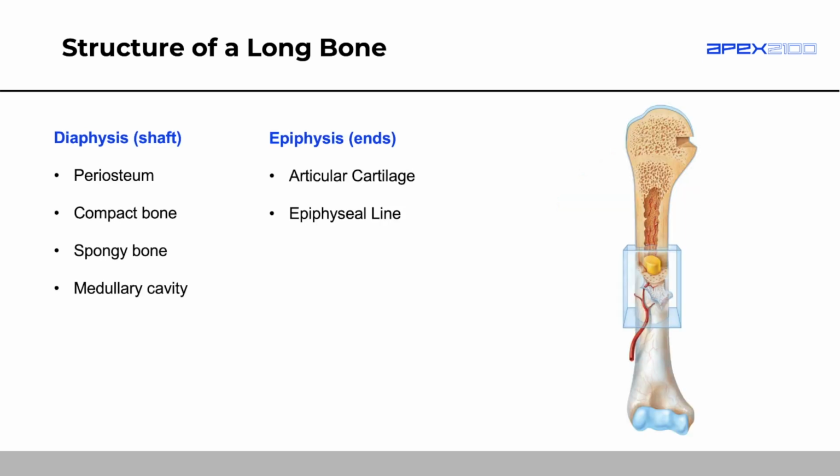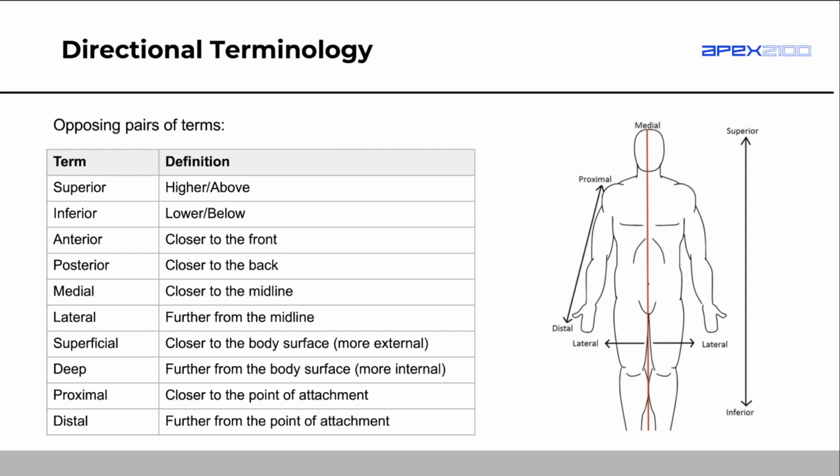Okay, so to just go over those key points again, we've got the diaphysis, which is the shaft. It contains the periosteum, which is the surrounding layer, the compact bone, the spongy bone down the middle, and the medullary cavity, which carries either red bone marrow in children or yellow bone marrow in adults. We've got the epiphysis, which is the ends. We've got a proximal and distal epiphysis, which has the articular cartilage, so that when it articulates with another bone, we've got a smooth, low friction surface for movement to occur, and it also has the epiphyseal line.